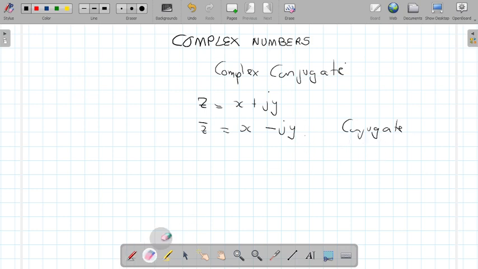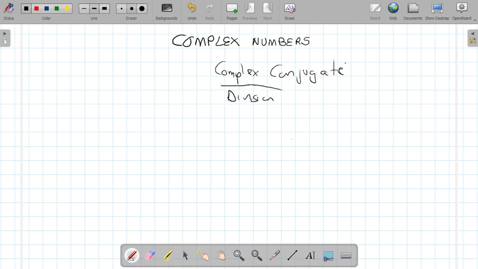Great. Now that is good. And now, how does this help us? It is because we have to talk about something known as the division of complex numbers. How do you divide two complex numbers? To divide two complex numbers, you have to use the idea of the complex conjugate. Note that if you multiply a complex number by its conjugate, the result is always a real number.